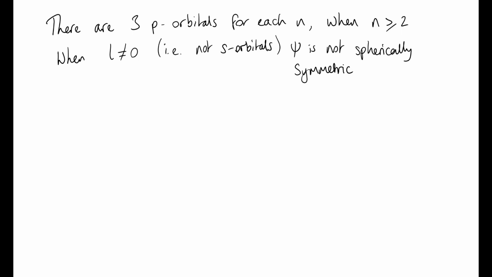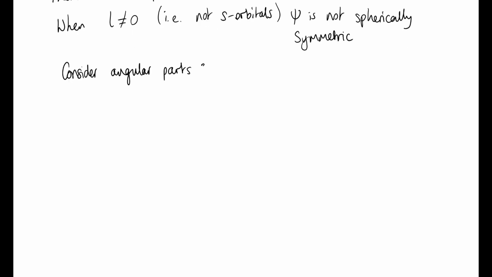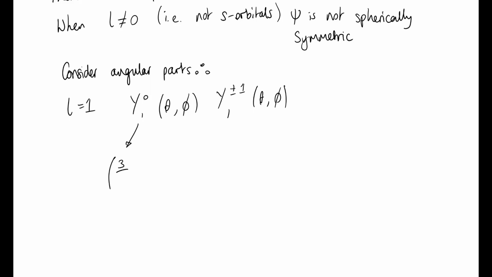So let's consider the angular parts. Therefore, when L is equal to 1, we have 3 spherical harmonics that we care about. And we can look at the simplest one first. Going back to our material from chapter 6, we recognize that the Y function in here is the square root of 3 over 4 pi, multiplied by cosine theta.